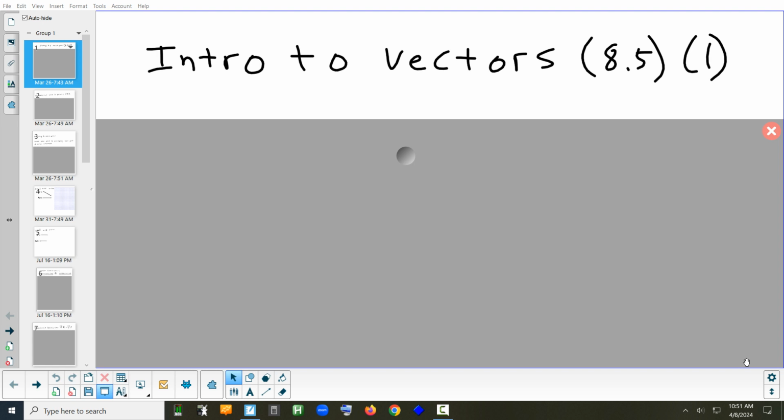Okay, so this week we're going to be looking at vectors. We're going to start out looking at 2D vectors. On Thursday we'll do a little bit in 3D. Okay.